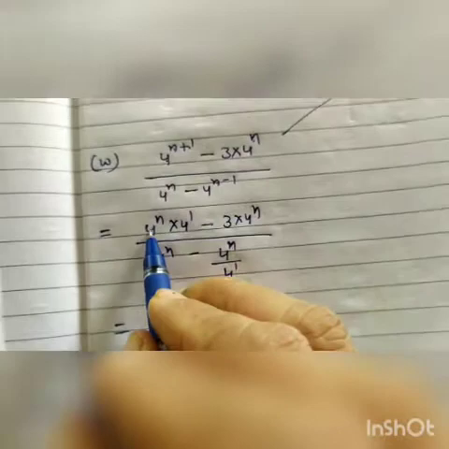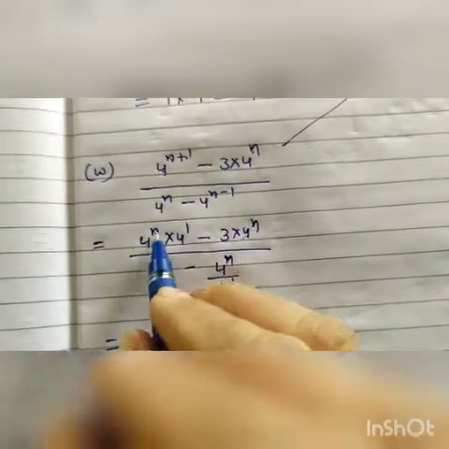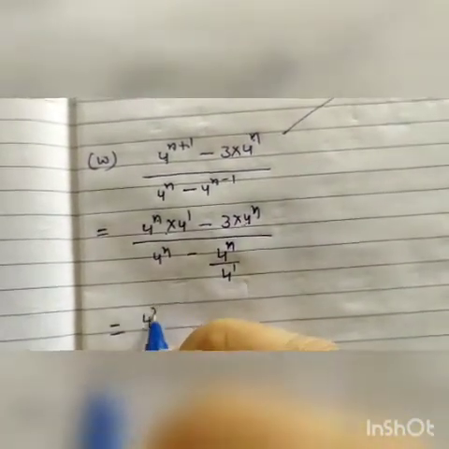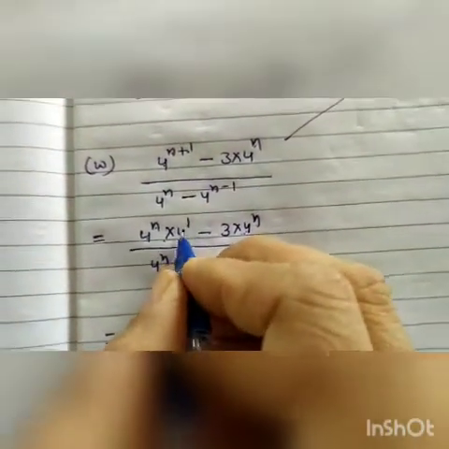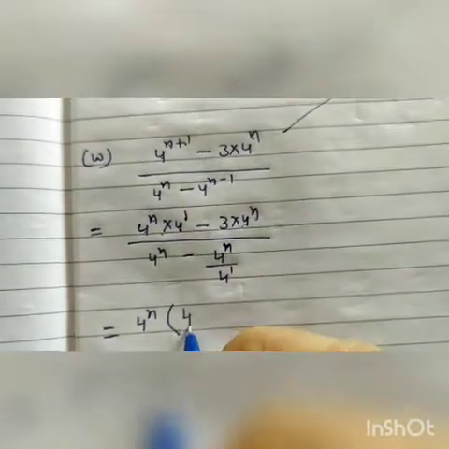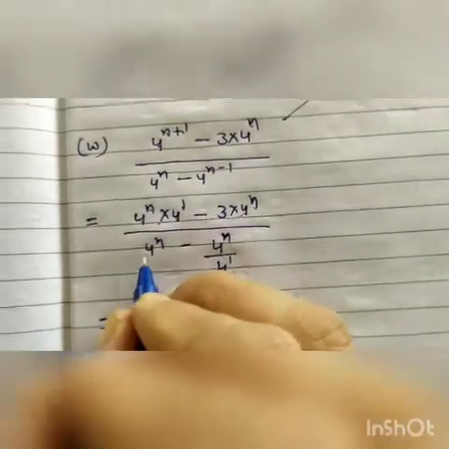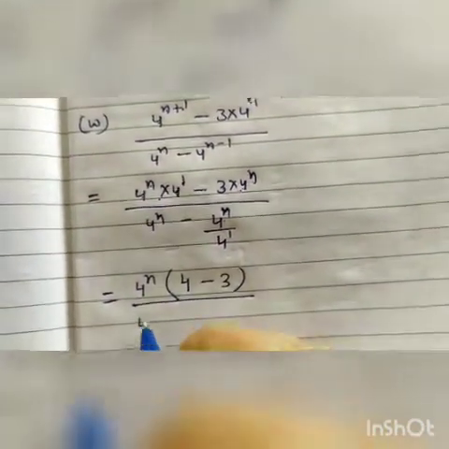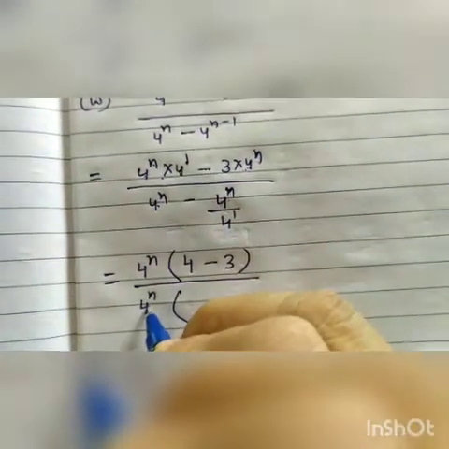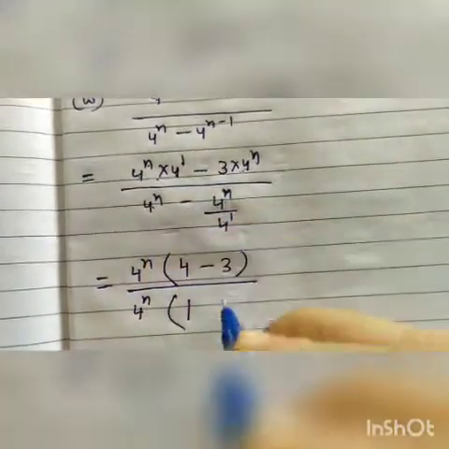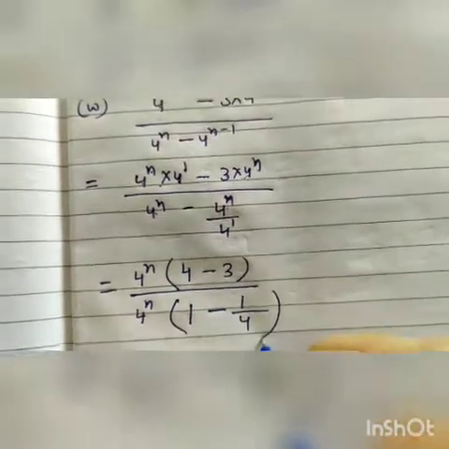in the numerator we can take common 4 power n and into 4 power n. In both the pairs there is 4 power n, so we can take common 4 power n. What is left from here? It is 4 power 1. 4 power 1 is left. 4 power 1 means 4. Now this minus, then this 3 upon. Again take common from here also 4 power n. What is left here? When we divide 4 power n by 4 power n, it is 1. Then this minus, again 4 power n 1 upon 4 power 1 means 4.